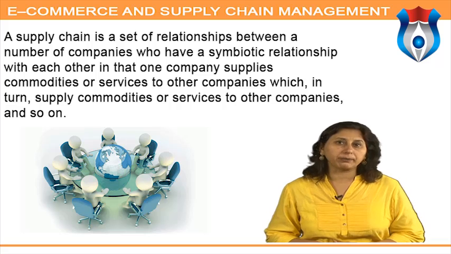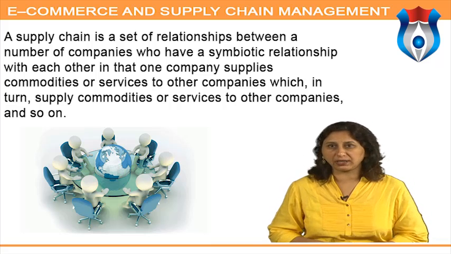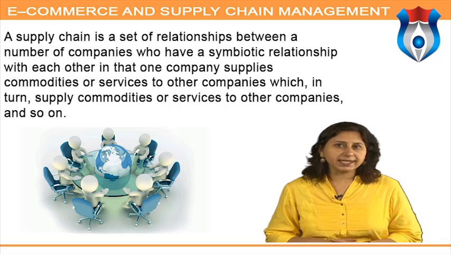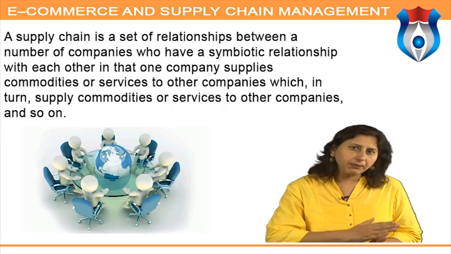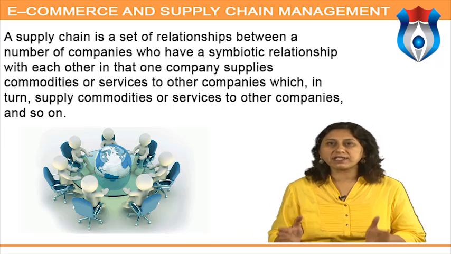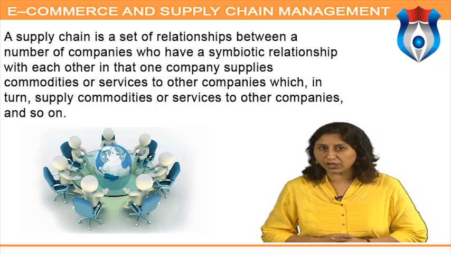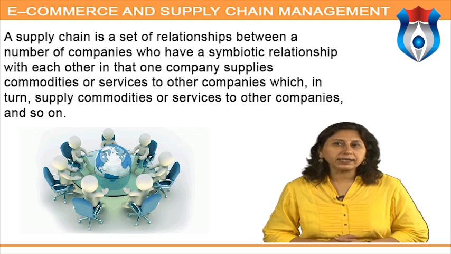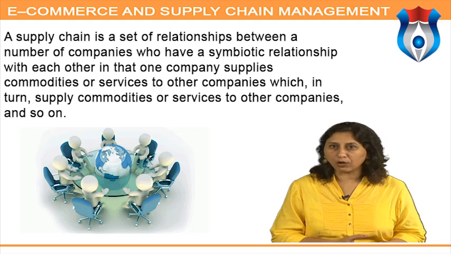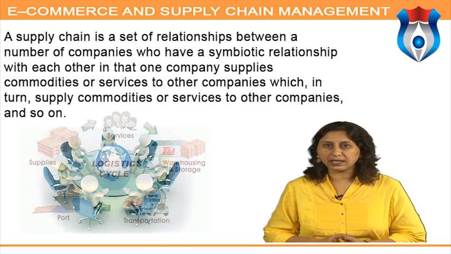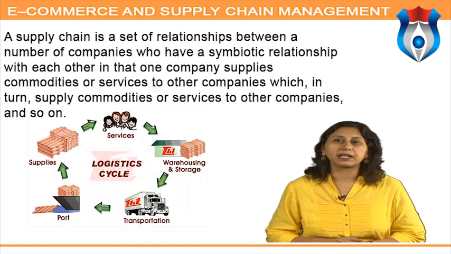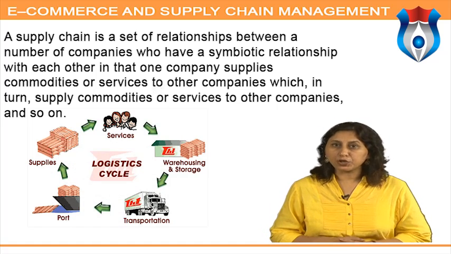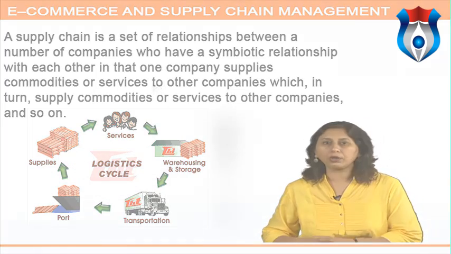Let us first talk about the meaning of supply chain. A supply chain is a set of relationships between a number of companies who have a symbiotic relationship with each other, in that one company supplies commodities or services to other companies, which in turn supply commodities or services to other companies, and so on.